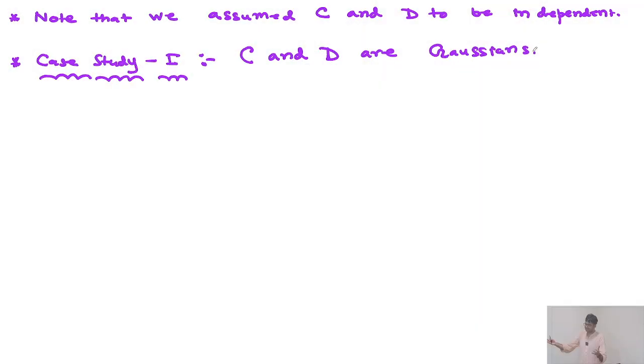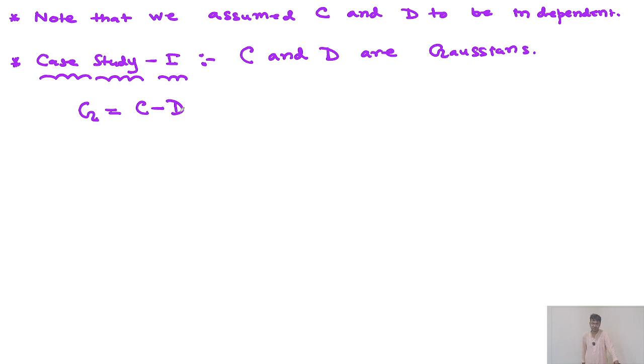Okay. So here we assume that C and D are Gaussians, and we are going to work with this very special case. Okay, this is not a practical case, but this is a special case, and we'll deal with it. So in this case also, our limit state function remains G = C minus D.